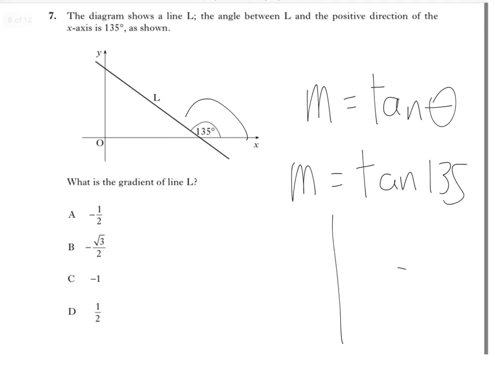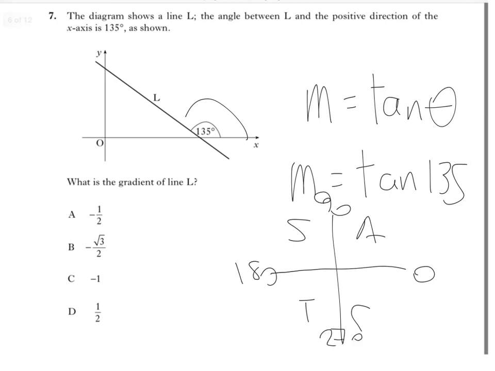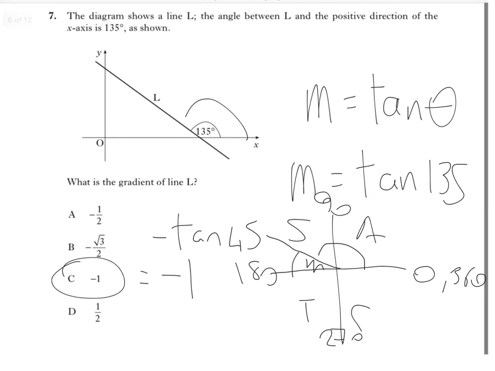So this is good knowledge of our exact values and the CAST diagram. So 135 degrees will lie in the sine quadrant, so tan is negative there. The acute angle in here is 45 degrees. Tan 45 is 1, put a minus in front of it, and that's -1, and that's option C.